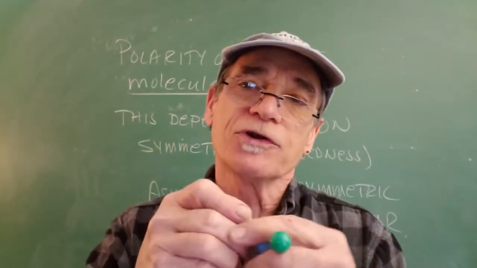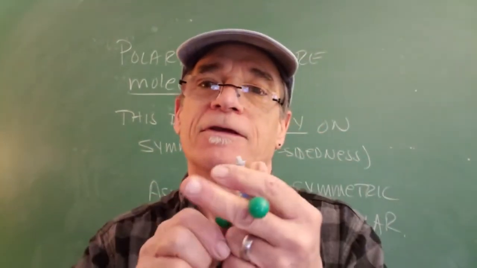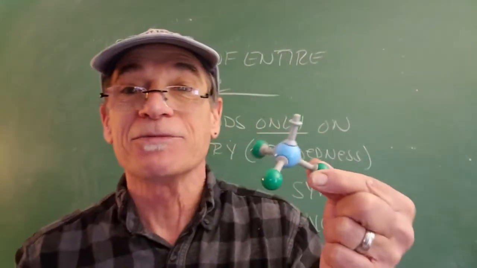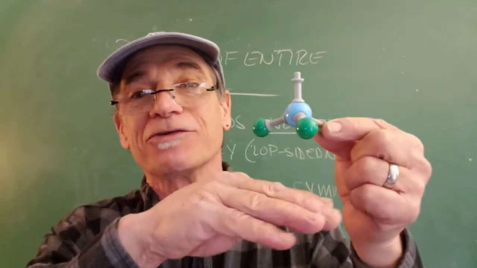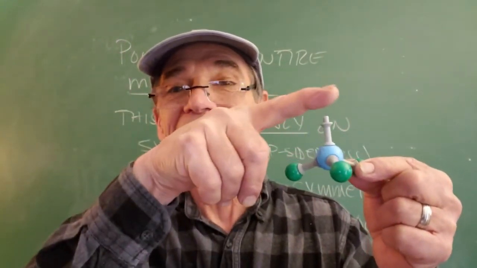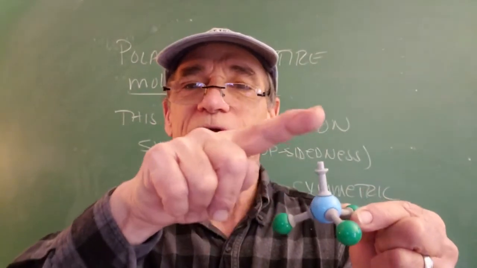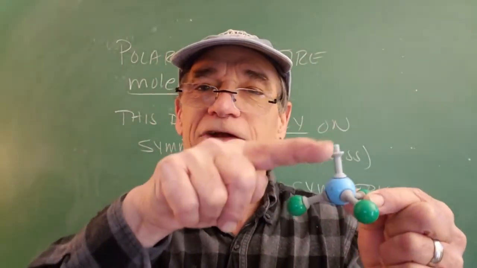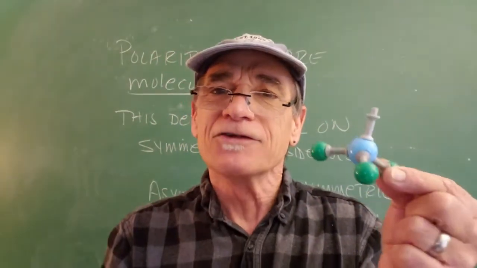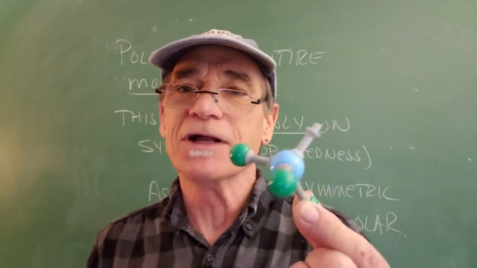But what if one of them was a lone pair? Well, now that is some lopsidedness. This side of the molecule definitely looks different than this side of the molecule. This one's going to be much more negative with all that lone pair of electrons sticking up like that. So this is going to be a really lopsided molecule.